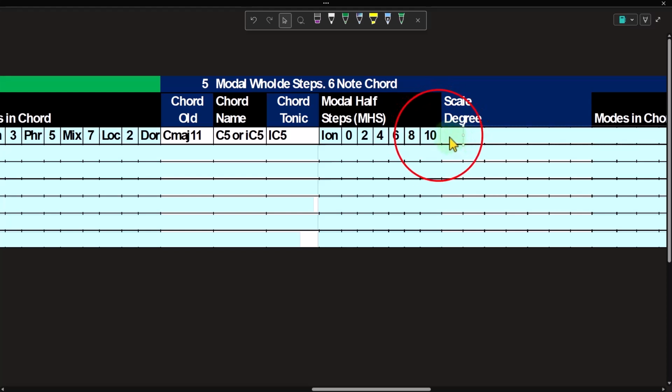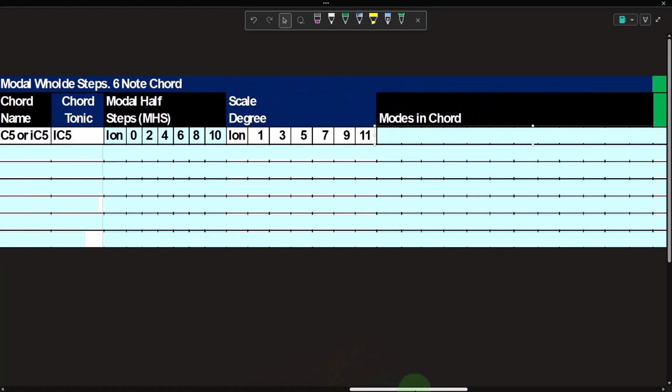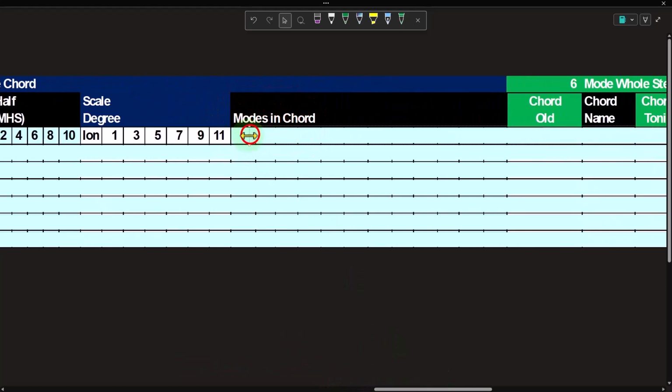So that goes to the scale degree of a 1, 3, 5, 7, 9, 11. All right. And then the modes will be Ionian, Phrygian, Mixolydian, Locrian, Dorian, and Lydian. All right, let's do one more here.